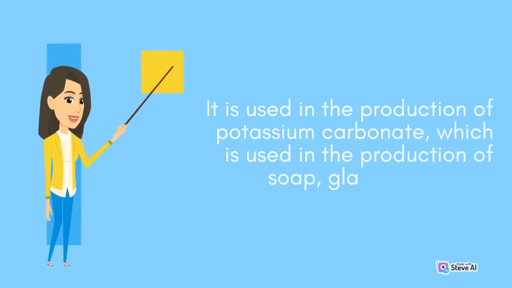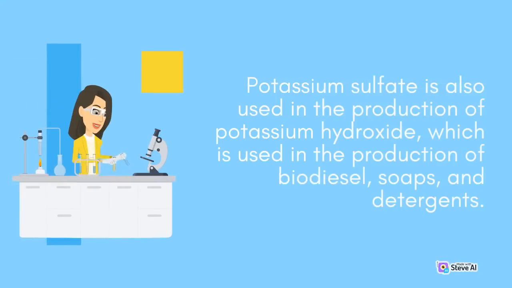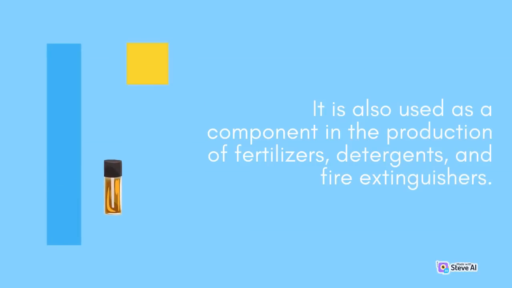It is used in the production of potassium carbonate, which is used in the production of soap, glass, and china. Potassium sulfate is also used in the production of potassium hydroxide, which is used in the production of biodiesel, soaps, and detergents. It is also used as a component in the production of fertilizers, detergents, and fire extinguishers.